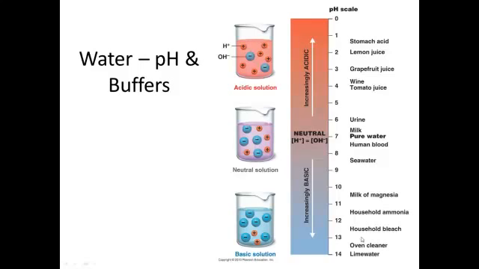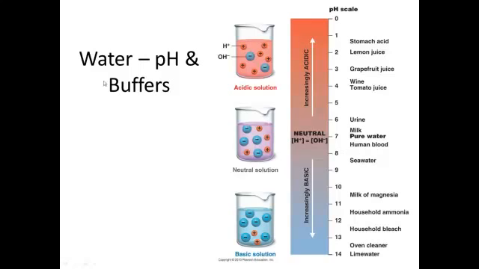Household bleach, wouldn't want to drink that. And you get oven cleaner, that's our sodium hydroxide that we had in the last slide, and lime water. Okay, now, your body needs to stay at a pH of just a little bit alkaline.